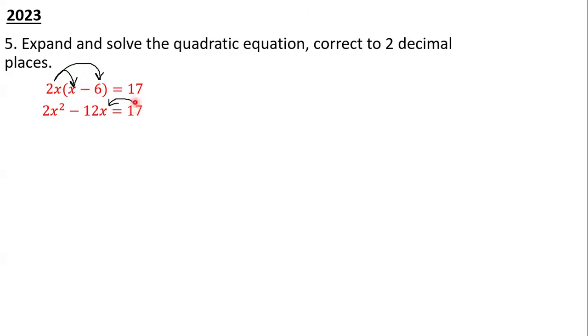Then we take 17, send it over the equal sign. And so we have 2x squared minus 12x minus 17 is equal to 0.